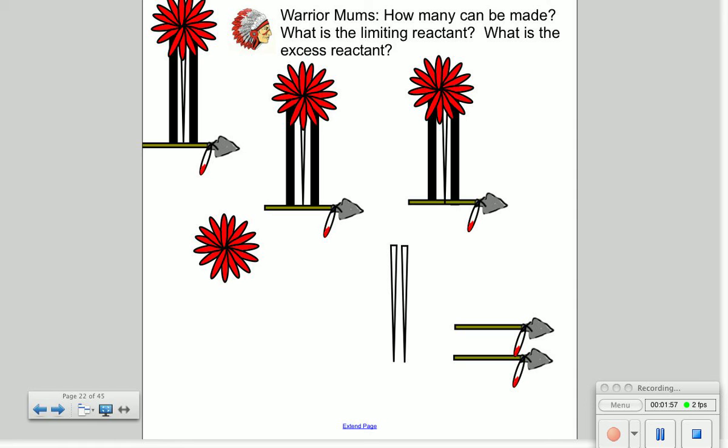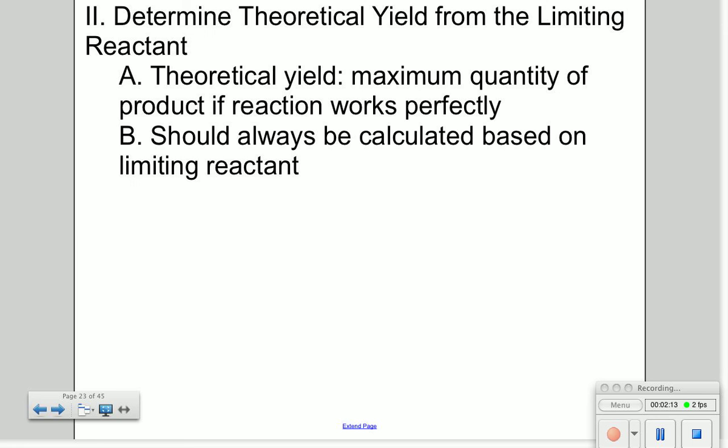So my question would be, I can make 2 Warrior Mums. What is my limiting reactant? Which one ran out first? That would be the black ribbons. And then what is the excess? You could say the red carnation, the white ribbons, or the 2 spears. Spears. Wow. So how do we determine the theoretical yield from the limiting reactants? Well, the theoretical yield is the maximum quantity of a product if the reaction works perfectly. And it's based on your limiting reactant.